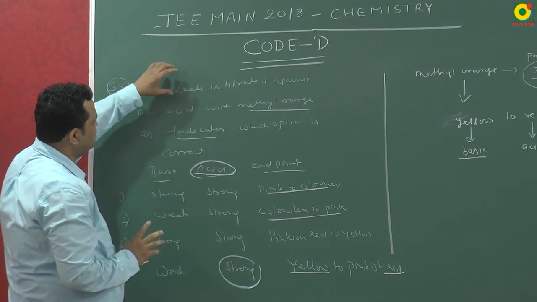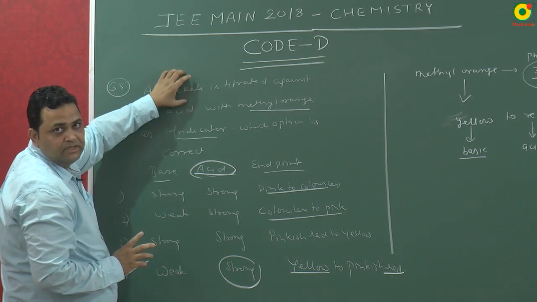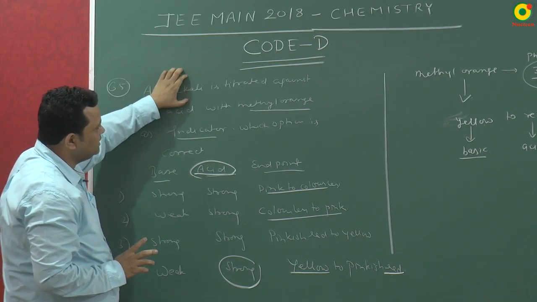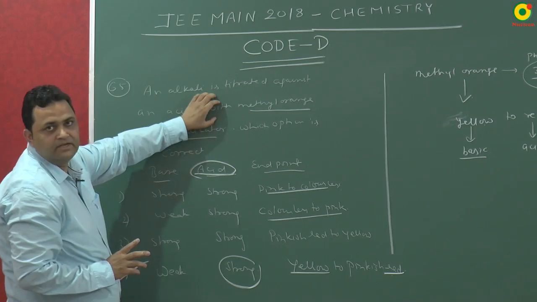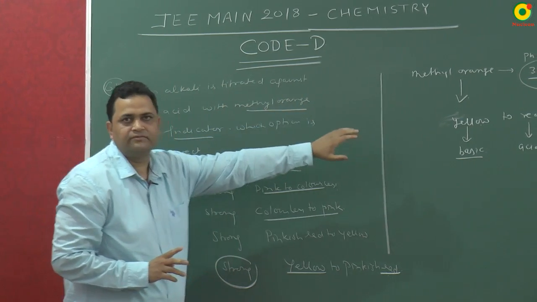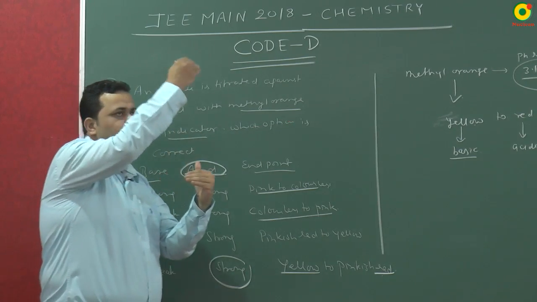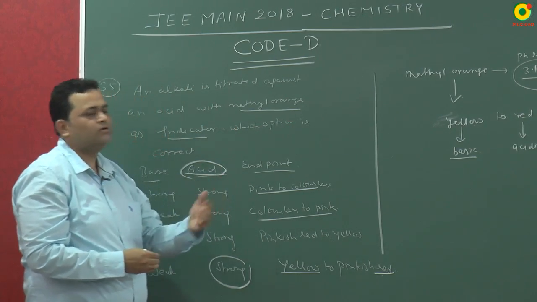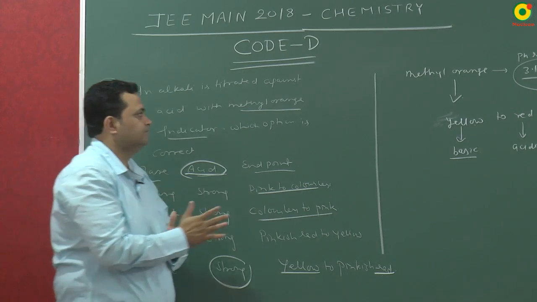But since he has said that the alkali is titrated, it means in the beaker we are putting base plus methyl orange indicator, and in the basic solution methyl orange is yellow in color. So gradually we are putting HA and it changes color from yellow to red.